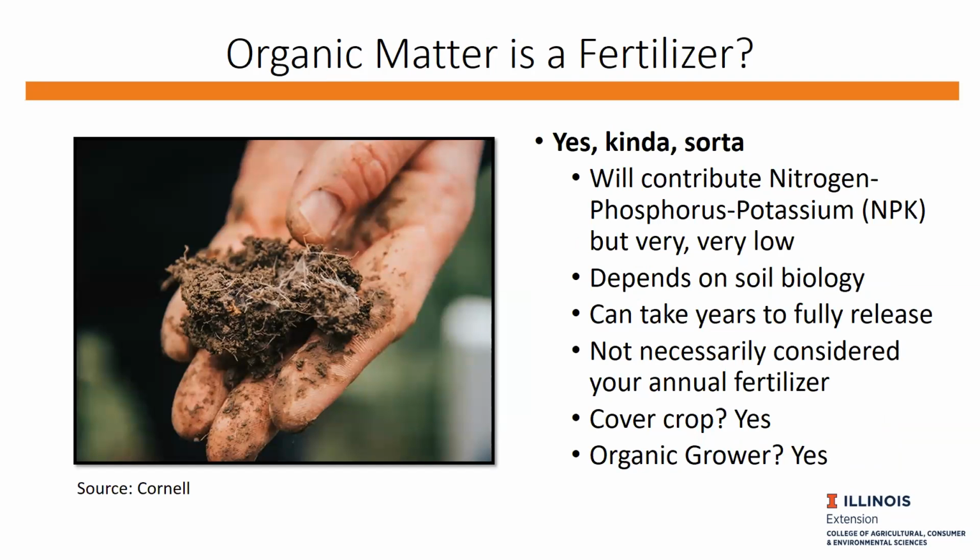Is organic matter a fertilizer? Yes, kind of, sort of. It does have, in most cases, some NPK value: nitrogen, phosphorus, and potassium. But what we really see is that organic matter has a very, very low NPK value at this stage. And sometimes that NPK value isn't yet available for my plants to take up during that season, especially for an annual plant. So it will have some, but it may not be enough for you on that seasonal basis. A lot of it still depends on soil biology. It's also important to recognize that it can sometimes take years to fully release all of the NPK value of that particular organic matter.